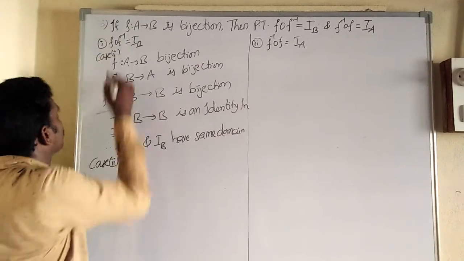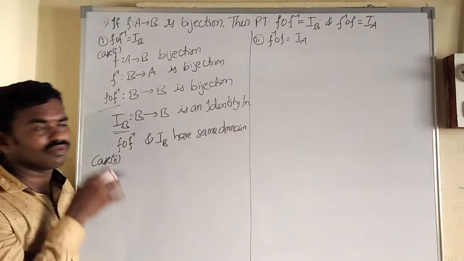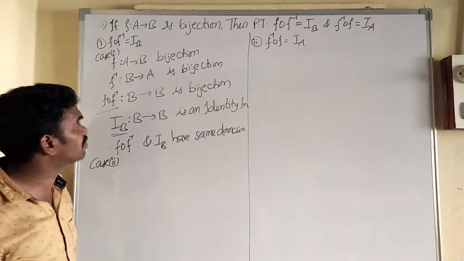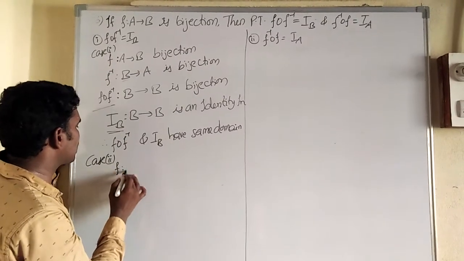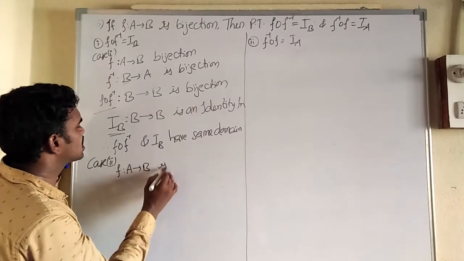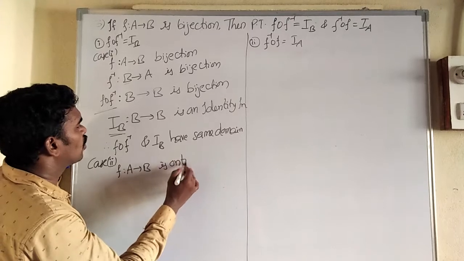Case 1. Okay, how to prove case 2? What is case 2? Ranges are equal, we have to prove. So what is given? F from A to B is a bijection.